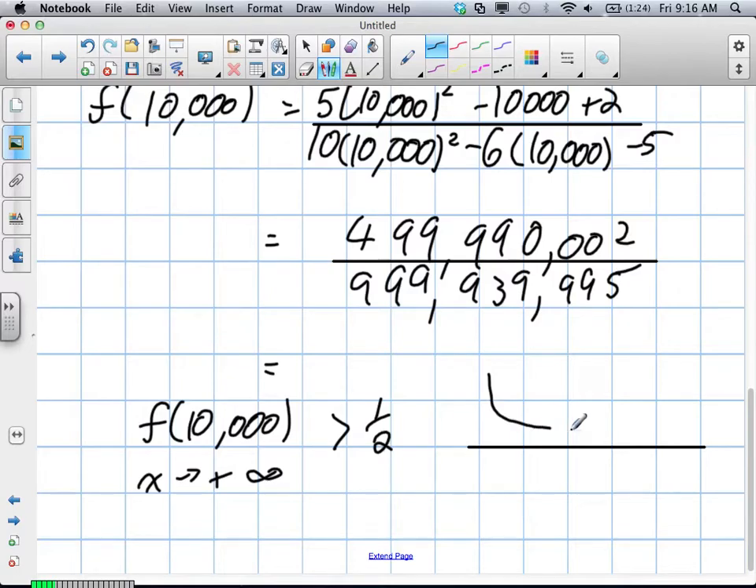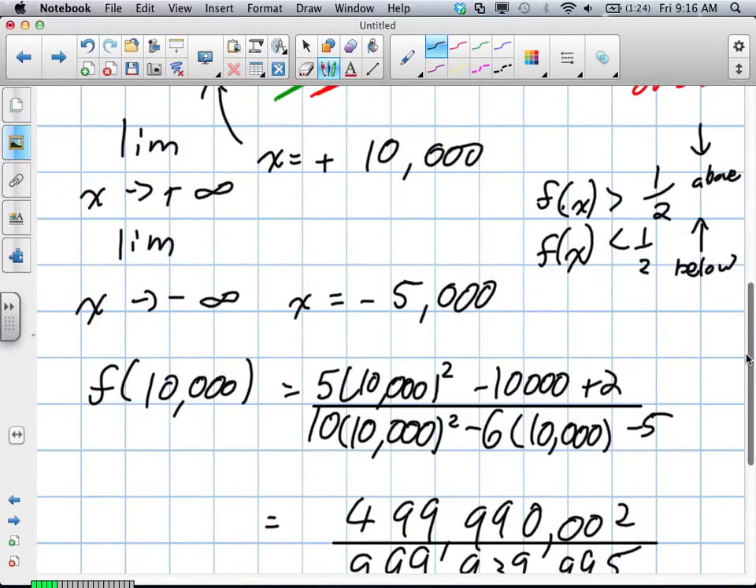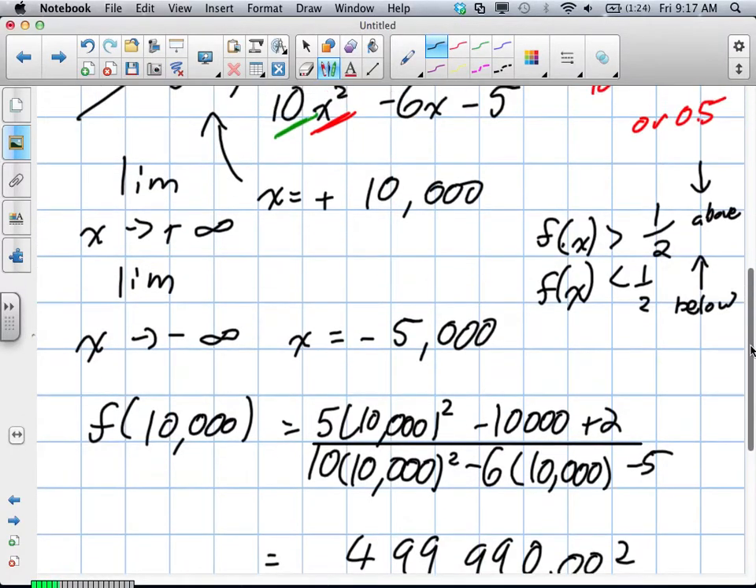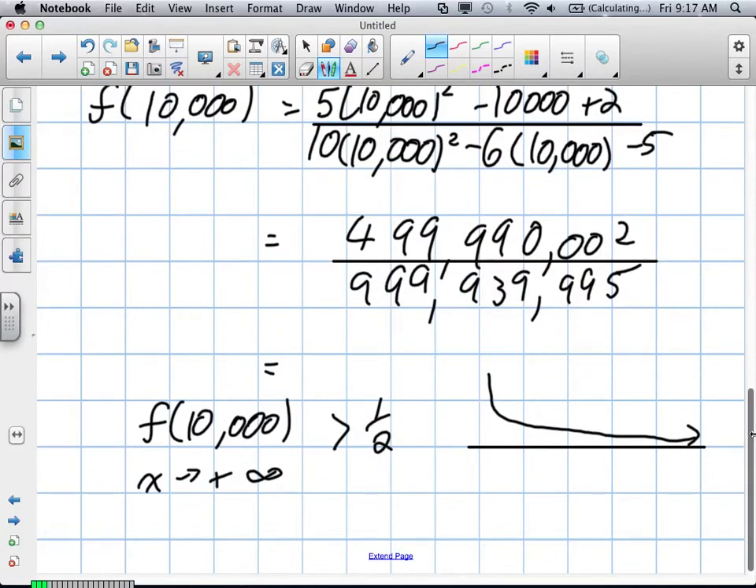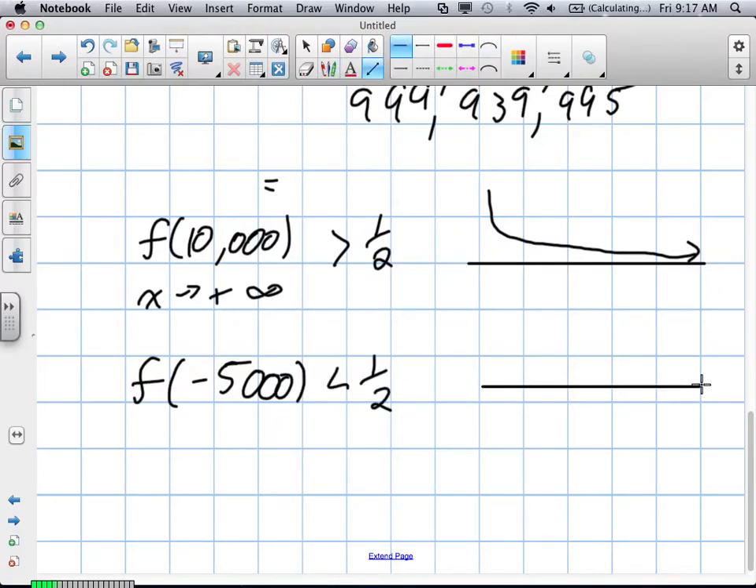So in other words, it's coming at it like this. You would do the exact same thing with the negative value we chose, negative 5,000. I'm going to go on the assumption it ends up being less. So this is hypothetical, I haven't proven it. But if it was less than a half, it means as it tends to negative infinity, heading towards the left, it's coming from below.